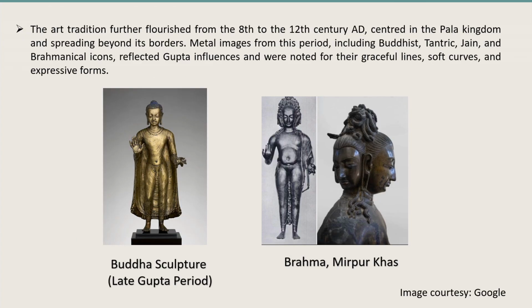The art tradition further flourished from the 8th to the 12th century AD, centered in the Pala kingdom and spreading beyond its border. Metal images from this period, including Buddhist, Tantric, Jain and Brahmanical icons, reflected Gupta influences and were noted for their graceful lines, soft curves and expressive forms.